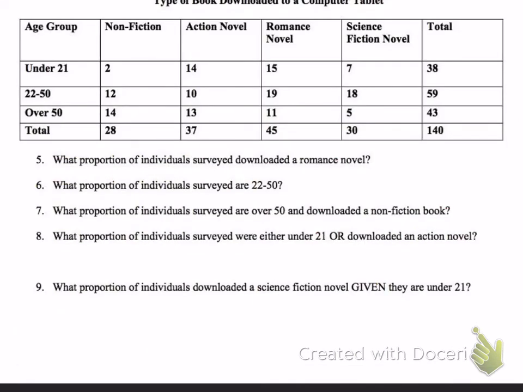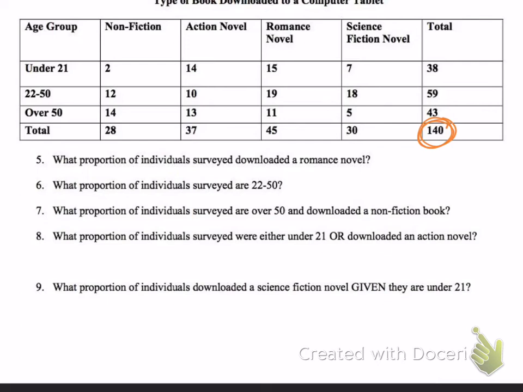So here the table is type of book downloaded to a computer tablet, and they've divided it amongst age groups and also the type of book or the classification. So nonfiction, action, romance, science fiction, and then they have the totals in the columns, and this 140 is going to be the grand total. So we always take everything out of the grand total unless it's a conditional statement.